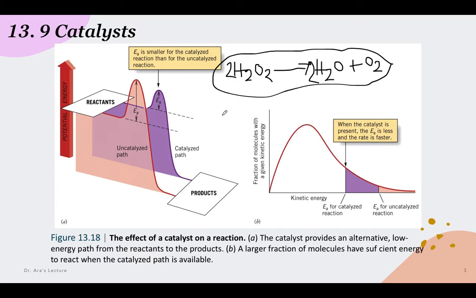So first step, hydrogen peroxide reacts with the catalyst iodide and decomposes to water and another intermediary species, hypoiodide oxide.